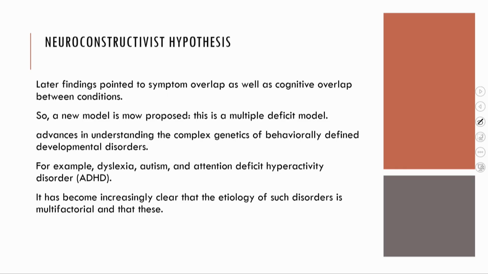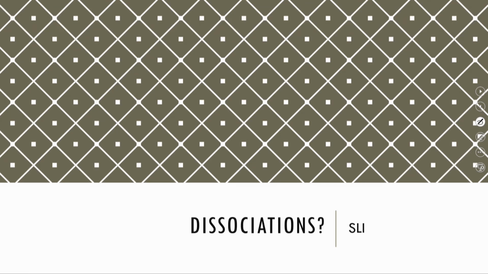and there might be a lot of intermingling between them. Advances in understanding the complex genetics of behaviorally defined developmental disorders have also helped. So, for example, dyslexia, autism, ADHD and all of these might have some overlapping symptoms, sometimes overlapping cognitive deficits as well. As a result, now we know that many of these disorders are multifactorial in origin. So, that is where the neuroconstructivist hypothesis comes in.